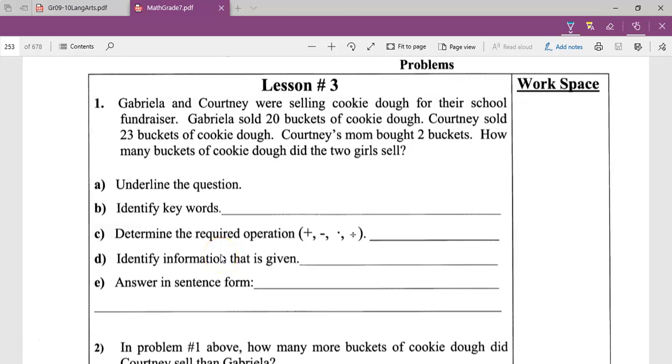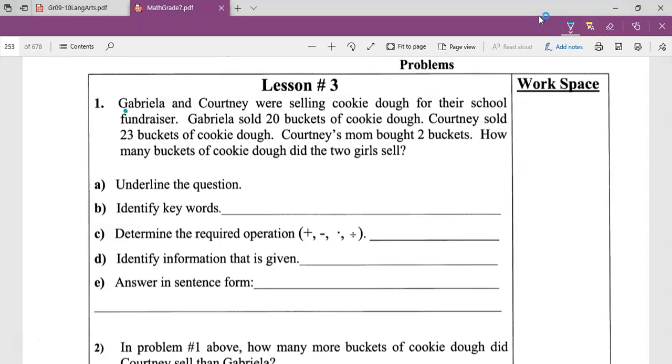Here we have lesson 3 for our math applications. And problem number 1, looks like we are selling some cookie dough. So let's read through this together and then see if we can identify some of the key elements so that we can go ahead and solve the problem.